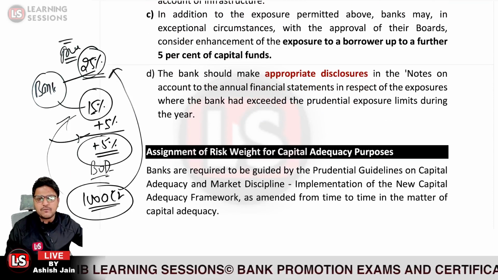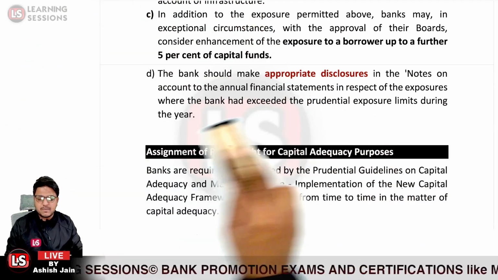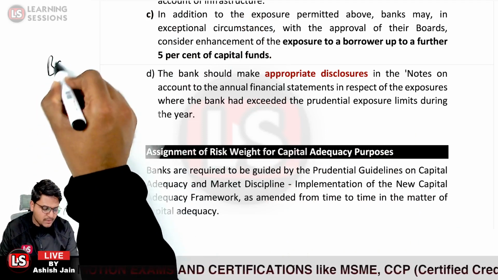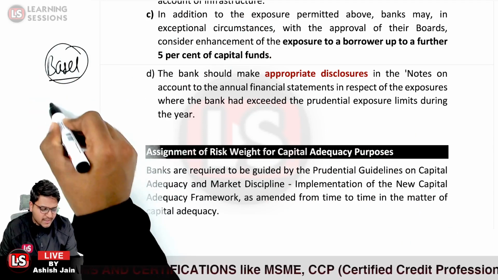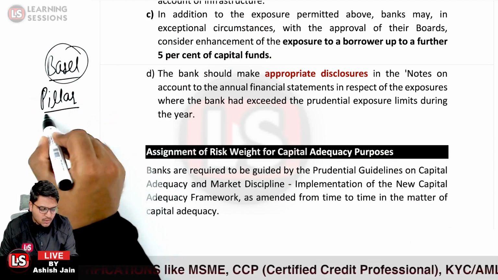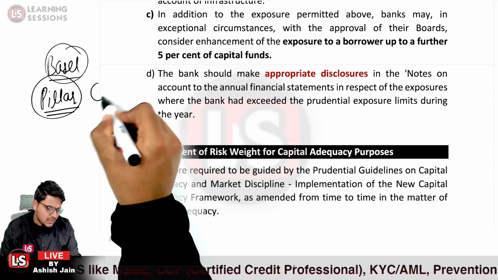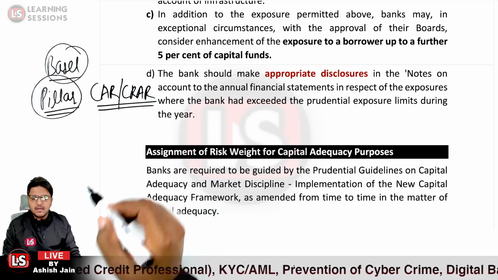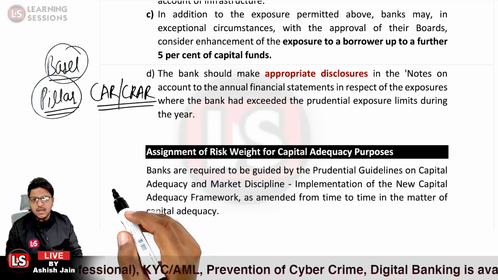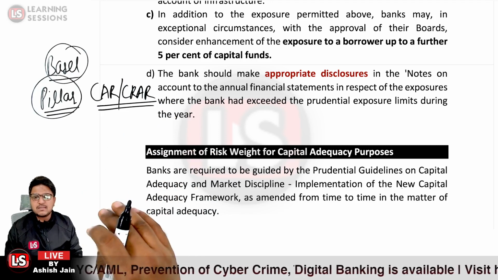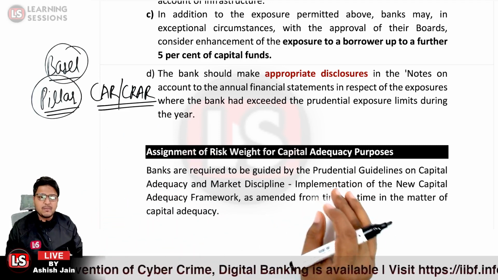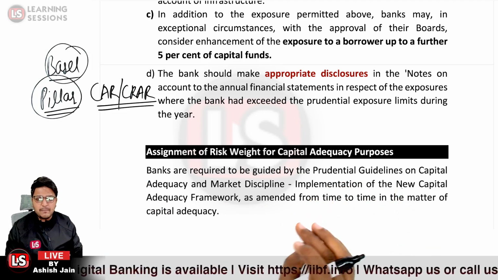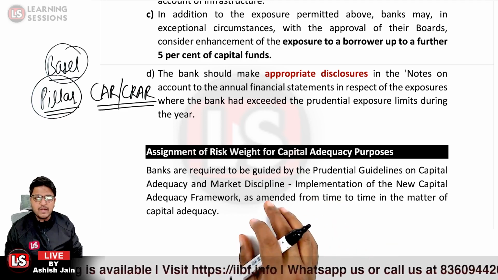Second, it is related to assignment of risk weight for capital adequacy purposes. You are already aware that banks must adhere to the Basel norms. As per Pillar 1, the banks need to maintain the minimum CAR, that is the capital to risk weighted asset ratio. And further, a risk weightage must be assigned to the loans. So banks are required to be guided by the prudential guidelines on capital adequacy and market discipline. And for capital adequacy purposes, the risk weightage must be assigned.